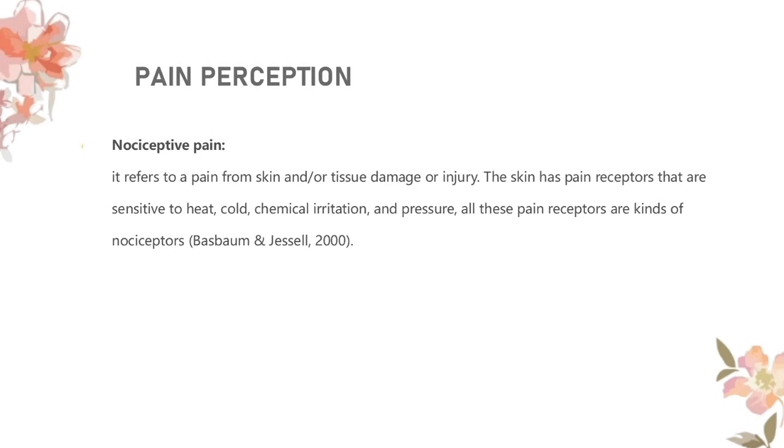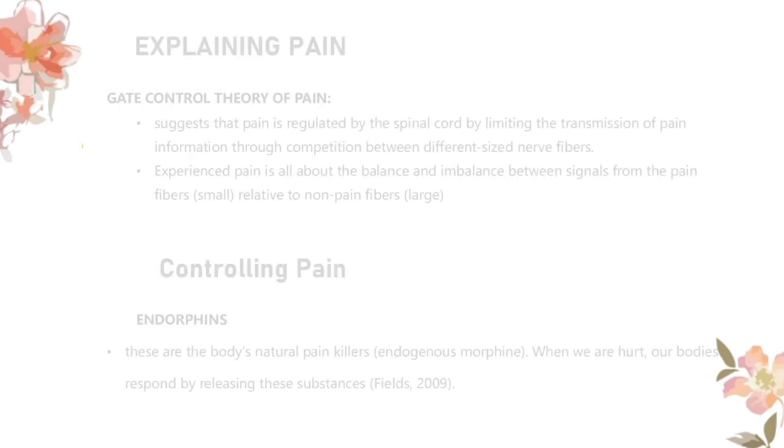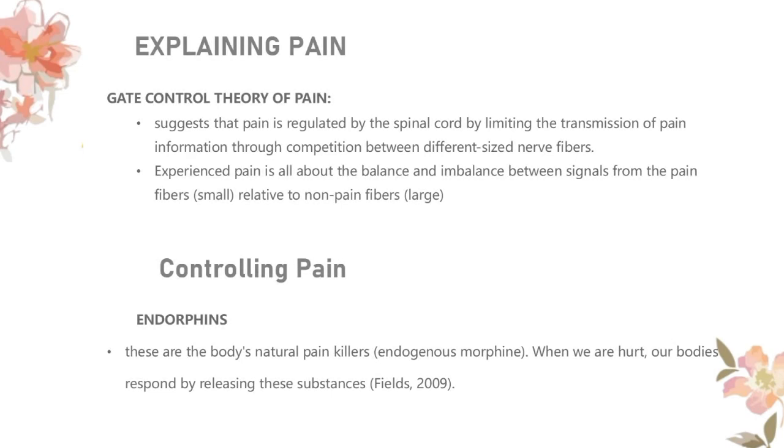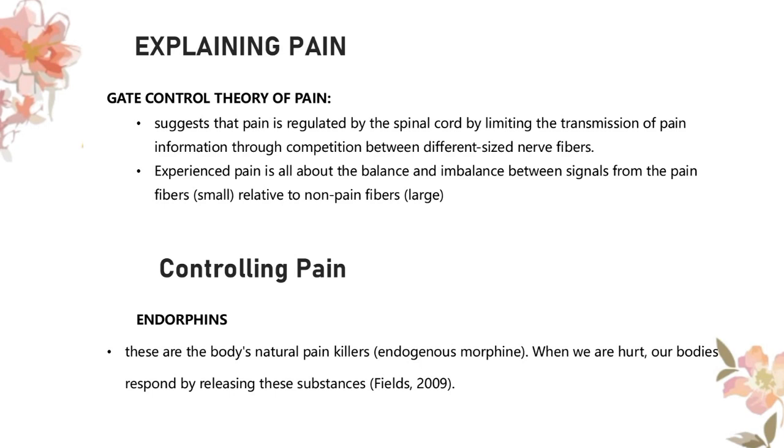Explaining pain, gate control theory of pain proposes that the spinal cord regulates the experience of pain by gating the transmission of pain information at the level of the spinal cord. The gate is a competition between signals coming from different-sized axons or nerve fibers. More specifically, pain signals are sent via smaller nerve fibers than non-pain signals. Experienced pain is all about the balance and imbalance between signals from the pain fibers, small, relative to non-pain fibers, large.